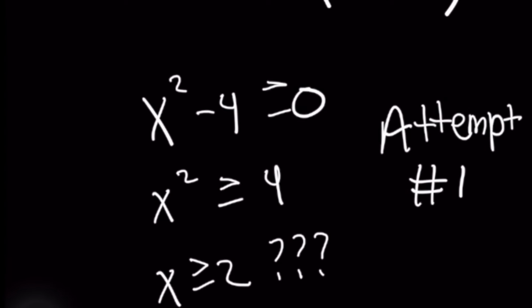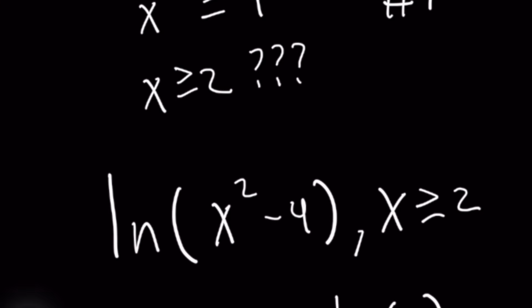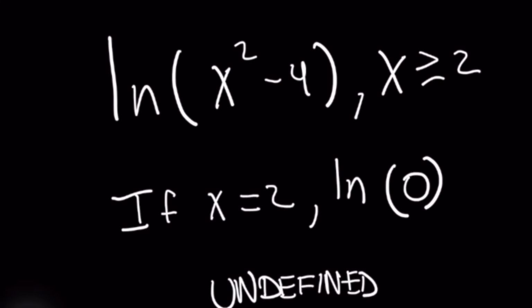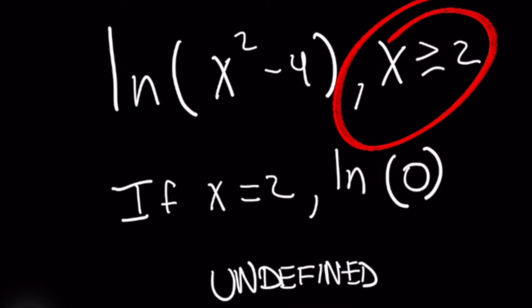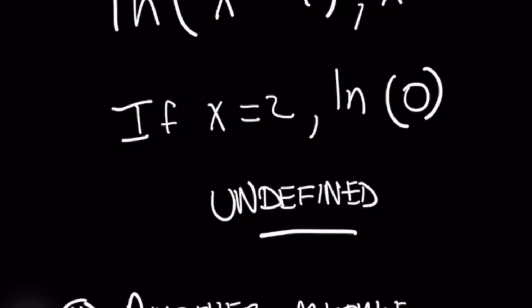Okay, the mistake here is that if you remember, you cannot take the natural log of 0. So in my answer of x is greater than or equal to 2, because I am including 2 as part of that solution, the problem is that when you plug in 2 for x, you'll get that 2 squared minus 4 is 0, and natural log of 0 is undefined. So we need to discard 2 from that inequality. So instead of x is greater than or equal to 2, we must make it x is greater than 2.